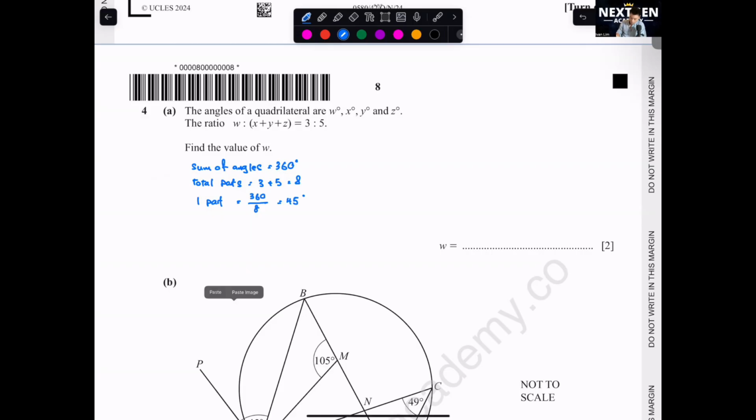Then W has how many parts? 3 parts. Or if you want to do it straight, 3 over 8 times 360 also can. So this one will be 45 times 3, which equals 135 degrees. So W is 135.